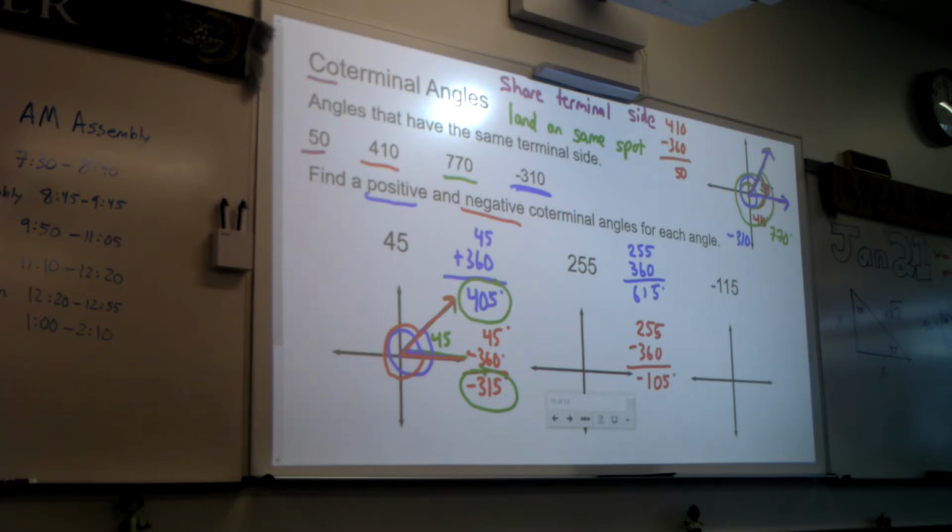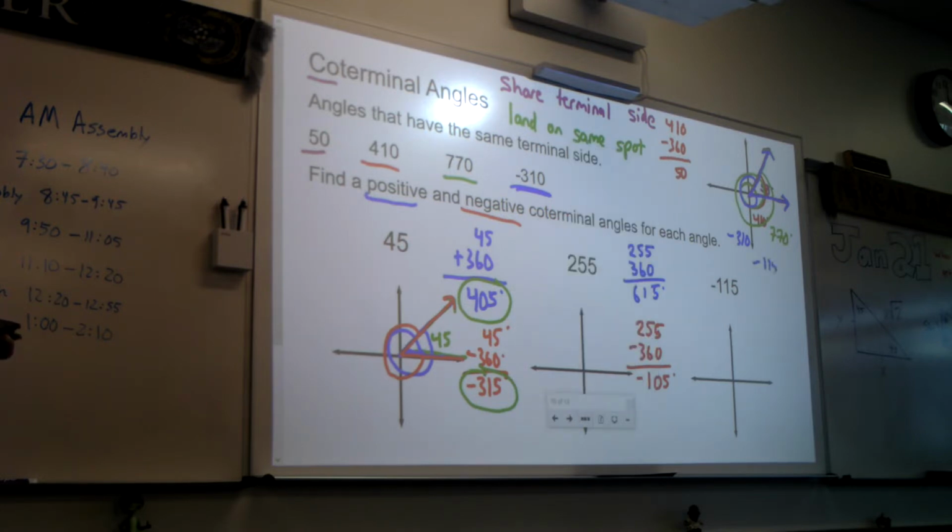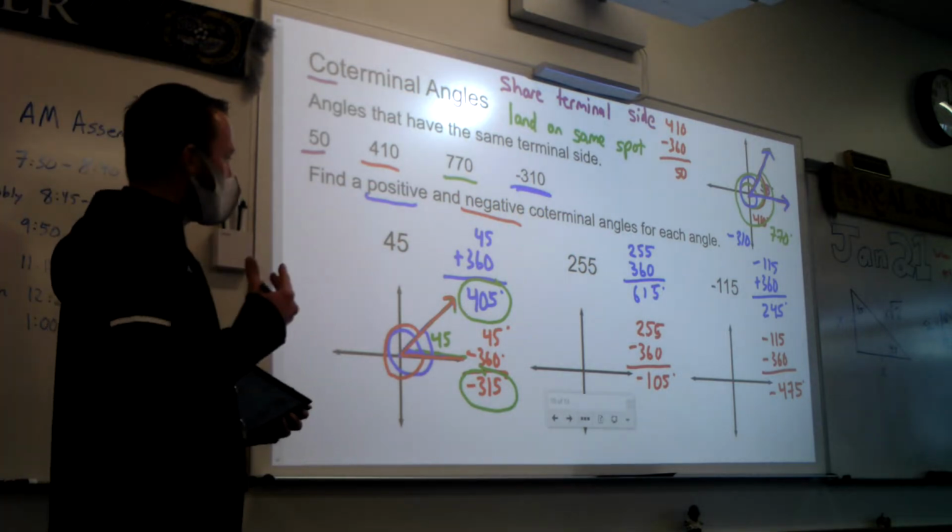Yeah. Okay, what about for negative 115? Who wants to take that one? Go ahead, Skylar. So, okay, sorry, I'm catching up to you. You said negative 115 and you added 360, and what was that? Awesome. Do you guys agree with 245? Awesome. So that would be a positive and a negative coterminal angle. Nice job. Okay, so that's basically everything you need to learn for this lesson.